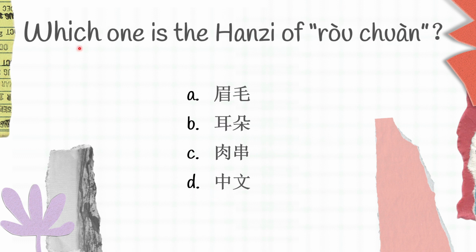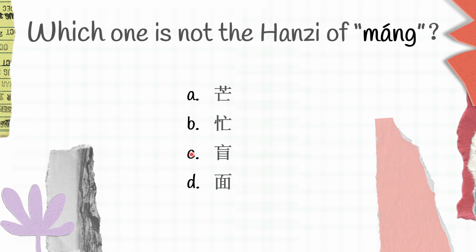Another question here, which one is the hanzi of 肉串? You can try to recall first. A is 眉毛, B 耳朵, C 肉串, D 中文. 肉串 here is C.